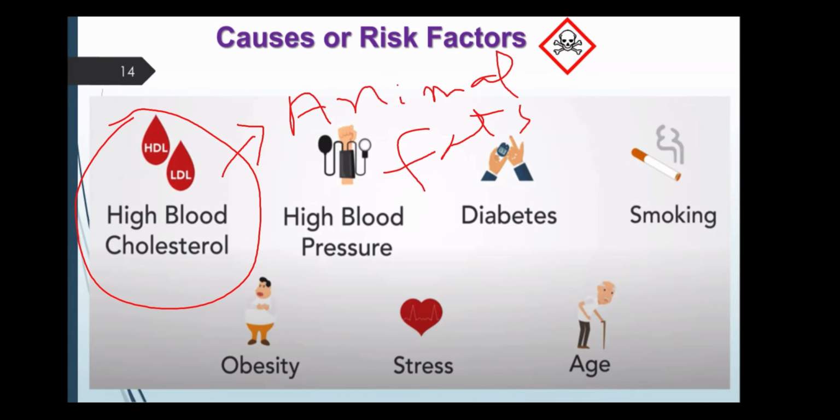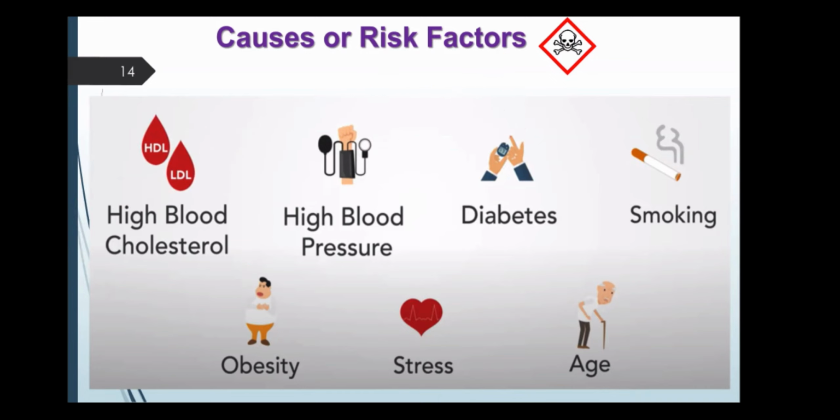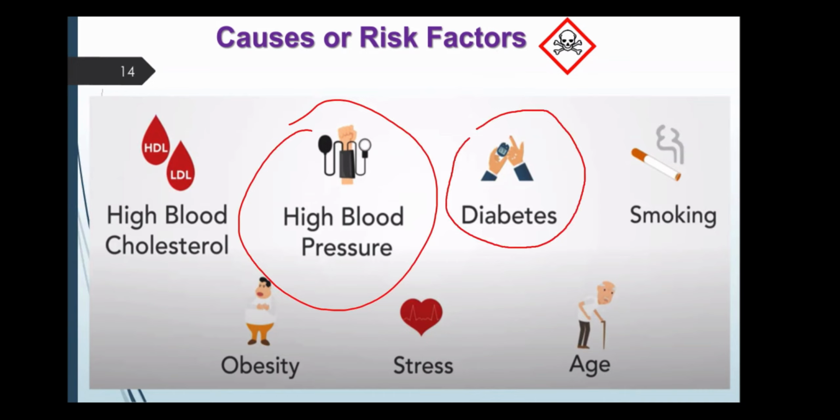Similarly, high blood pressure, yes, it may be due to the tension, it may be due to the anxiety, it may be due to your use of excessive salt, it may be some psychological factor, it may be some genetic factor. Okay, next is the diabetes. Diabetes means sugar. Those people who suffer from diabetes mellitus are again under great risk of heart attack.